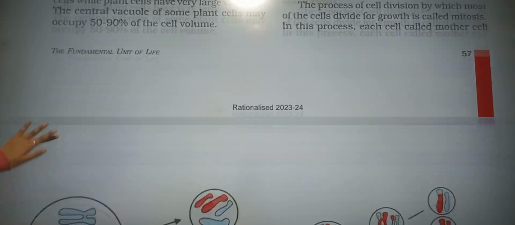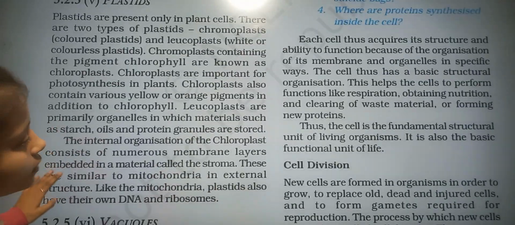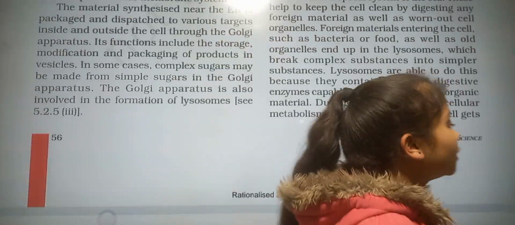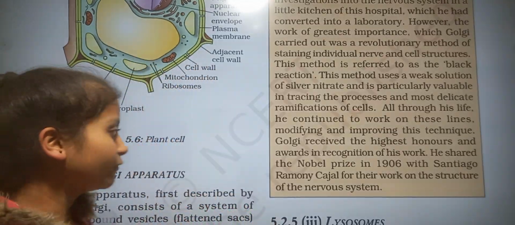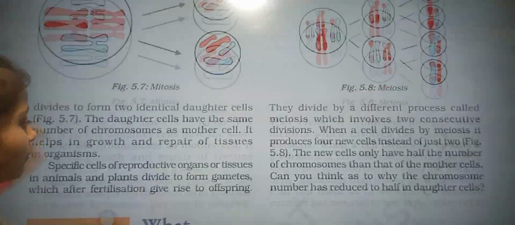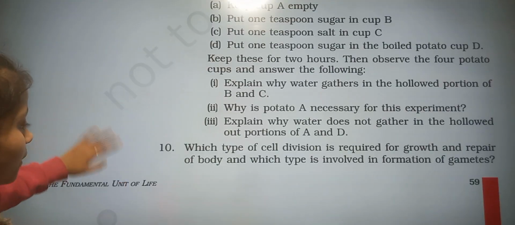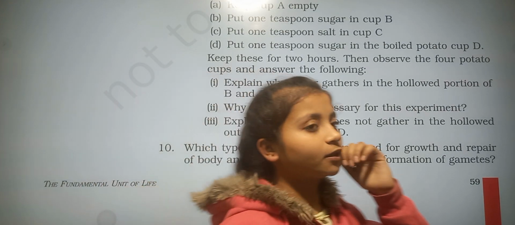Next is plastids and vacuoles, and after that the process of cell division. So only three topics are left. In the next video we will complete this chapter, and after completing it we will discuss some questions inside the book. There are 10 questions available, so we will read about the questions.